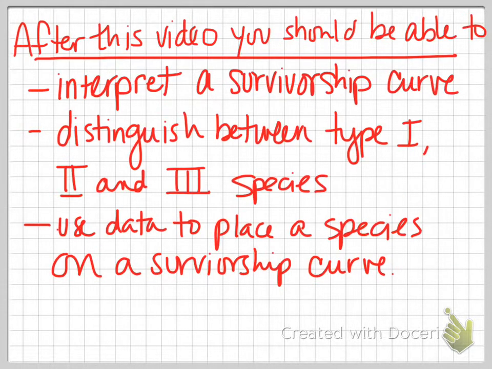That's it. Do you think you can interpret a survivorship curve? In other words, can you look at a survivorship curve and tell when an organism's chances of dying are the highest? Can you tell the difference between a type 1, 2, and 3 species? And do you think you could use data to place a species on a survivorship curve? Well, I hope so.